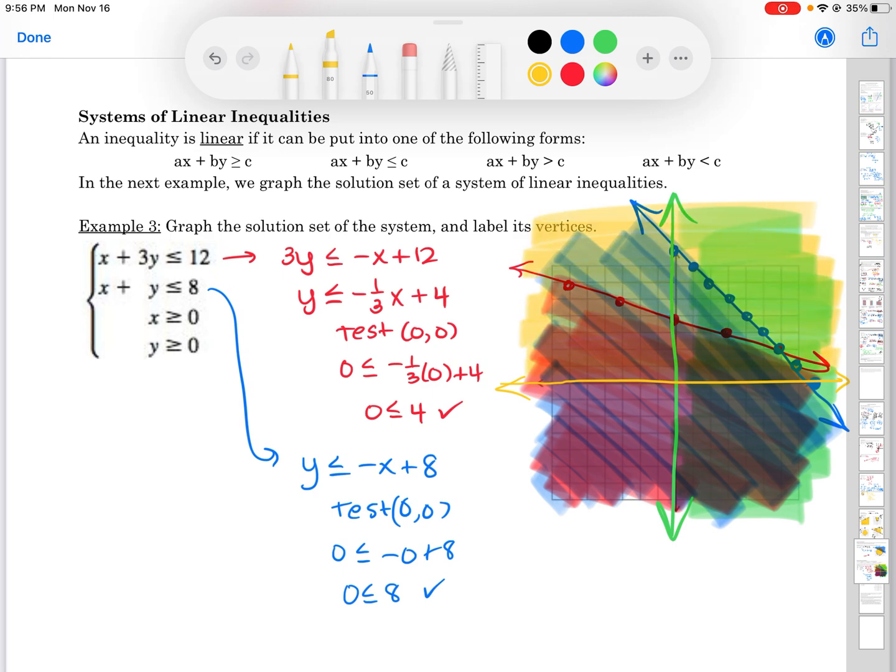So my solution is where all of this overlaps, and all of this appears to overlap in this section right here, this weird little quadrilateral.